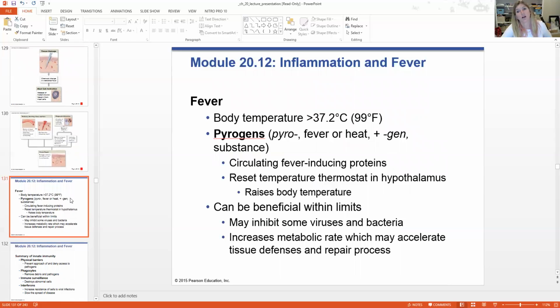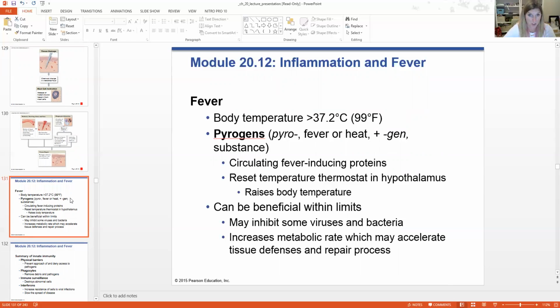With fever, you have a body temperature greater than 99 degrees. This is brought on by pyrogens. Pyrogens are basically fever-inducing proteins. They can help reset the thermostat in the hypothalamus. So basically, they turn off that part of the hypothalamus that says, uh-oh, our body temperature is getting up, we need to start sweating, right? That doesn't happen. And so it allows your body temperature to rise.